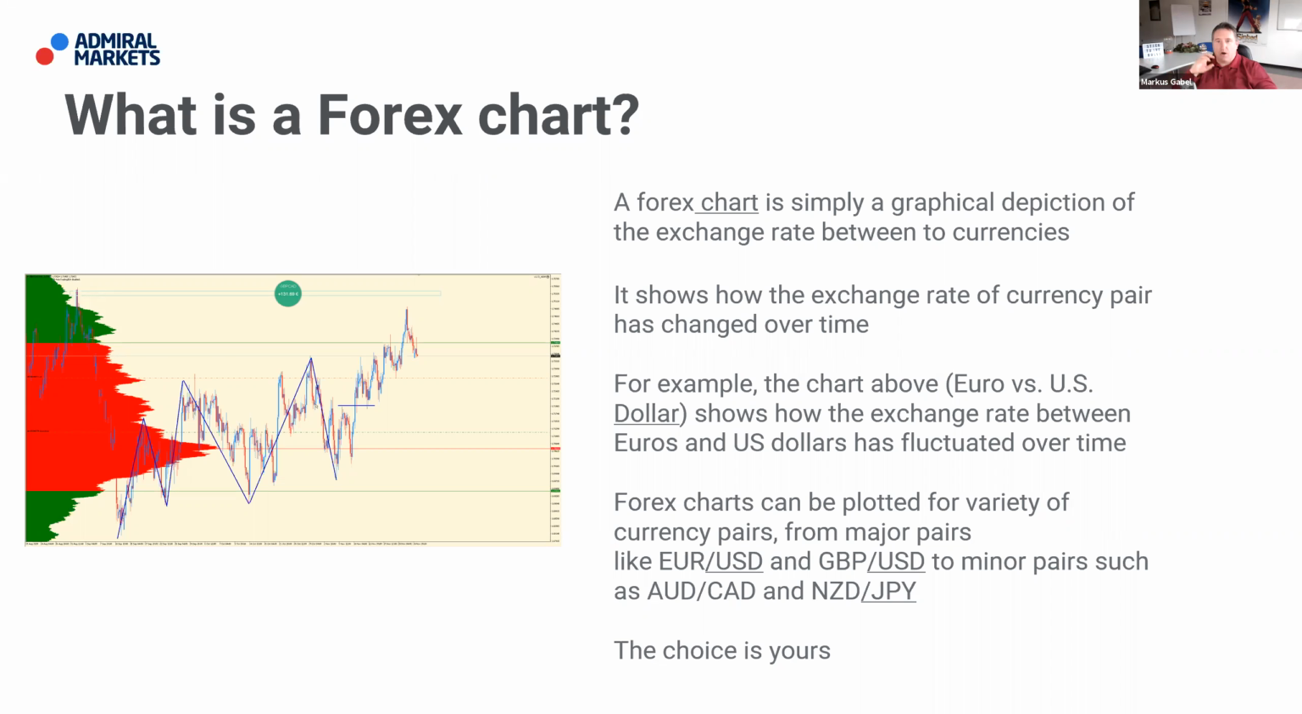A chart is just a graphical depiction of an exchange rate between two currencies. It shows how the exchange rate of a currency pair has changed over a specific time. For example, this chart shows us the exchange rate between euro and US dollar, and how it fluctuates over time. But you see, it's just the price, fluctuating between different price areas. This is what you can see in the chart.